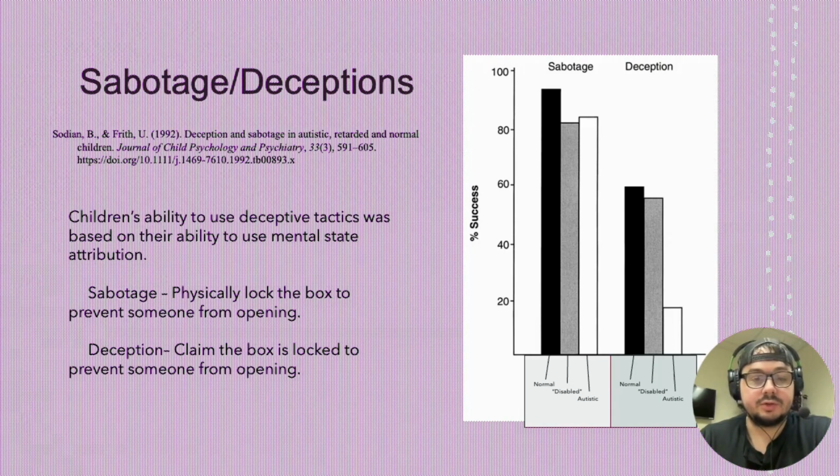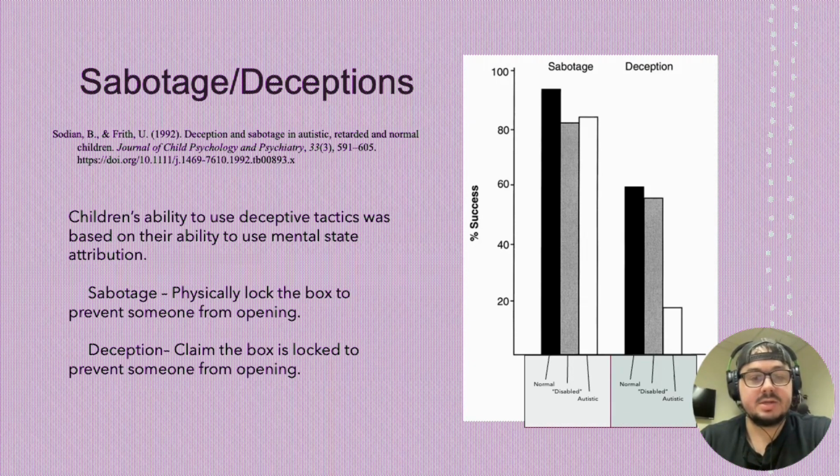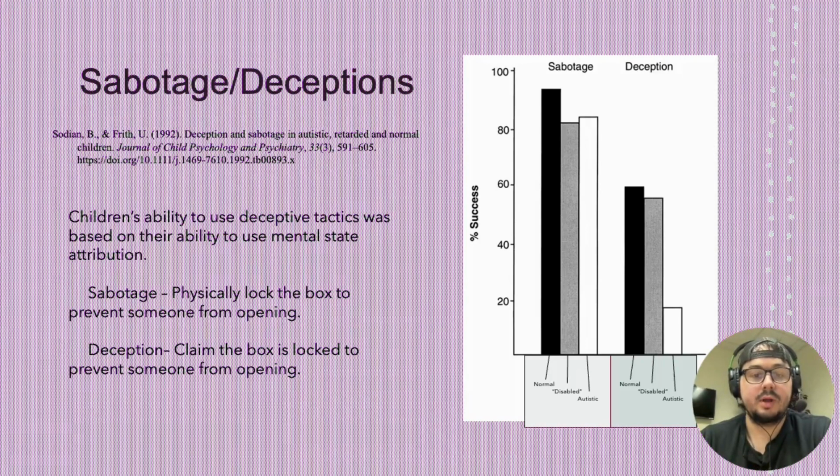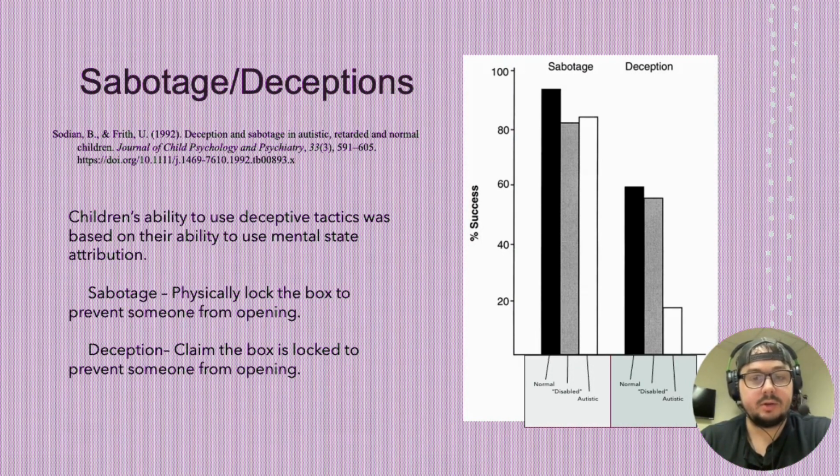Three different groups of children were used. The first one was the normal group, or the children that have normal development, the mentally disabled children's group, and the autistic children's group. In the sabotage scenario, all children seemed to be able to understand the concept that locking the box would prevent another person from being able to open it. But when it came to the deception scenario, children with autism had a much harder time understanding the mental state of another individual who's been lied to, or what kind of deceptive tactics were actually more successful in being able to prevent somebody from trying to receive their reward.